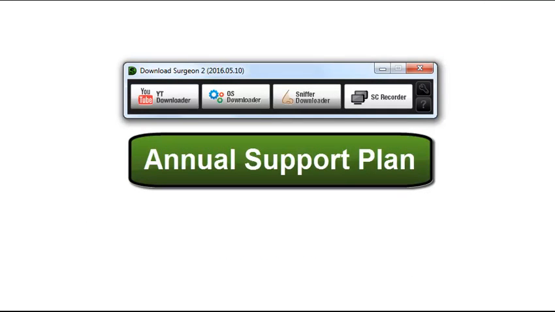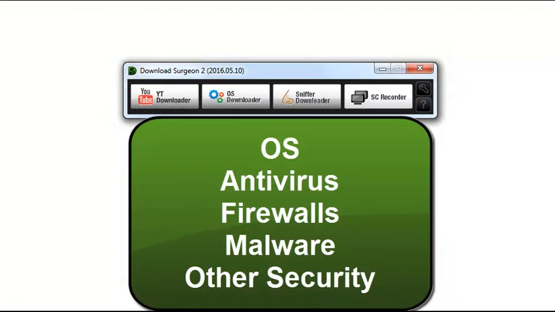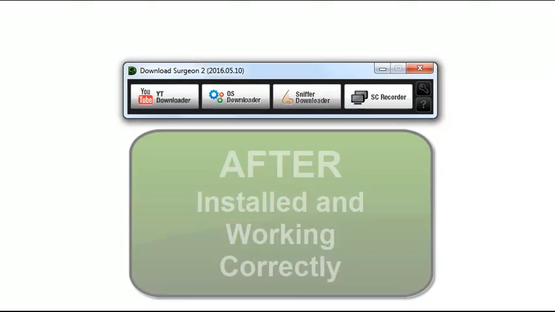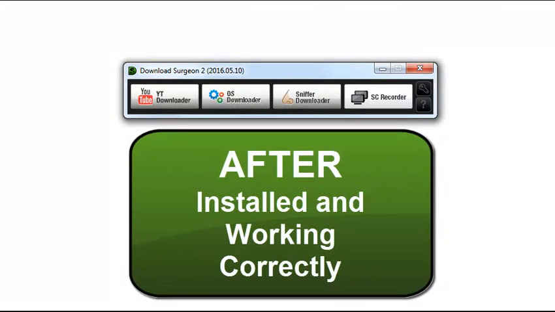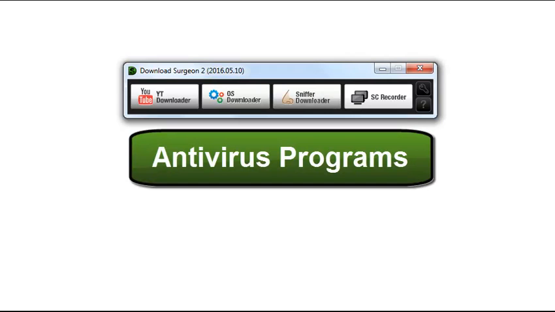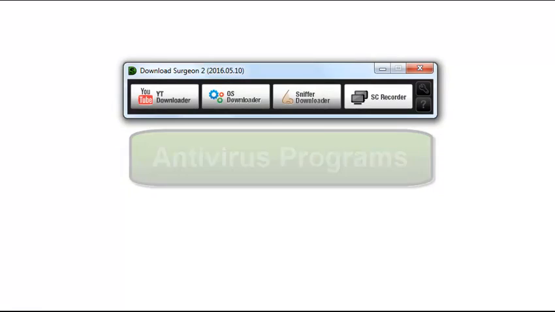Download Surgeon may look to be a fairly simple product, but the constantly changing environments on your computer can cause problems for the program. The changing or updating of your OS, the changing or updating of your antivirus program, firewalls, malware programs, and other security programs all have the potential to disrupt the functioning of Download Surgeon after it has been installed, configured, and is working properly on your machine. Antivirus programs today are particularly aggressive, often flagging legitimate programs as false positives and blocking them from working correctly.